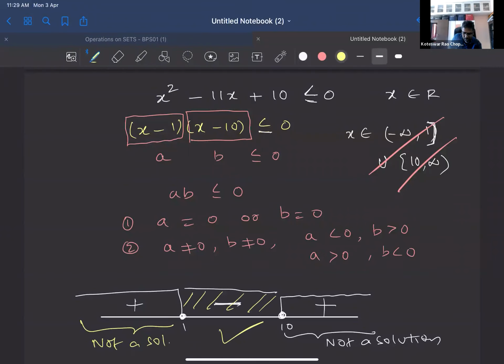Om, are you getting what I'm saying? So your x actually belongs to what? Now tell me, what does your x belong to? Belongs to 1 and 10. Are they included? Yes, they are included. So 1 and 10. That is how you represent your solutions. Just get the idea here.